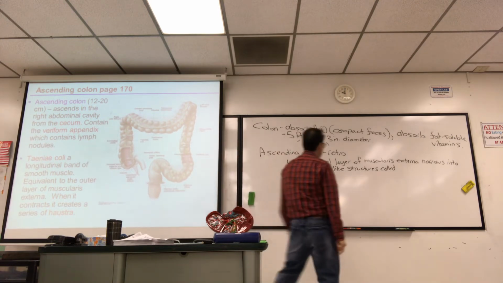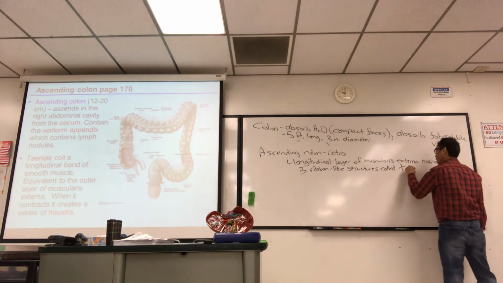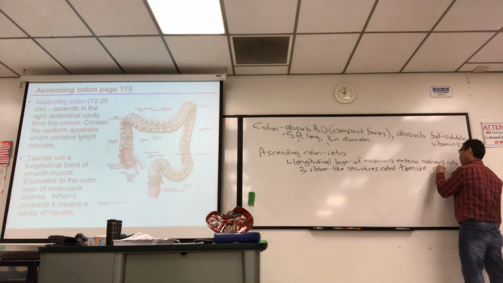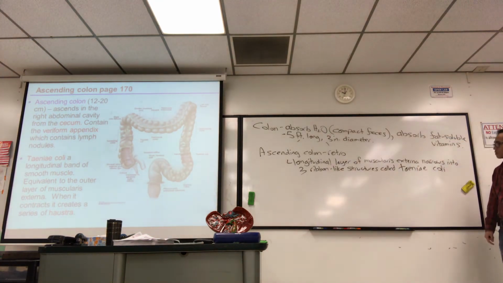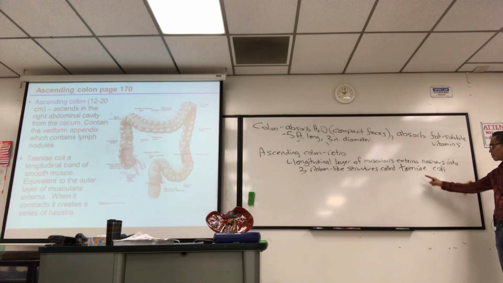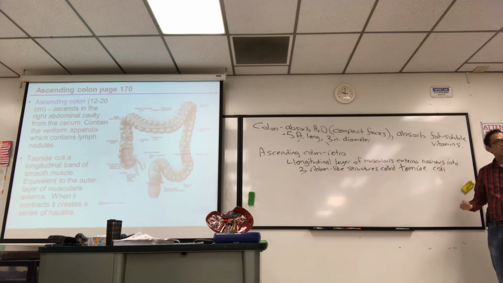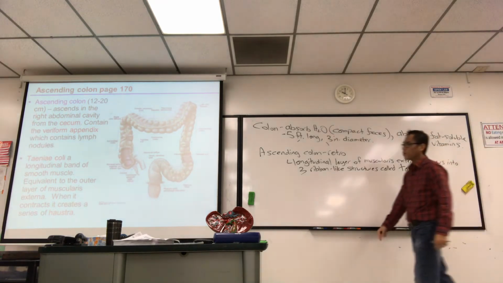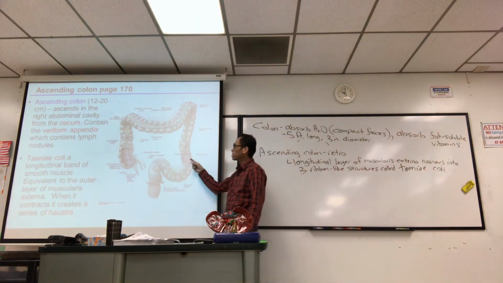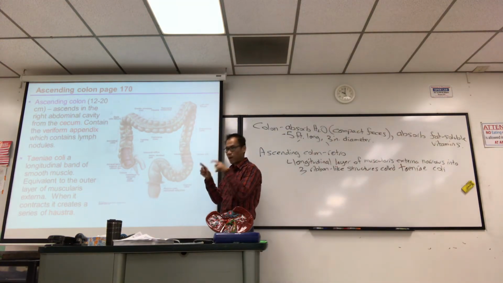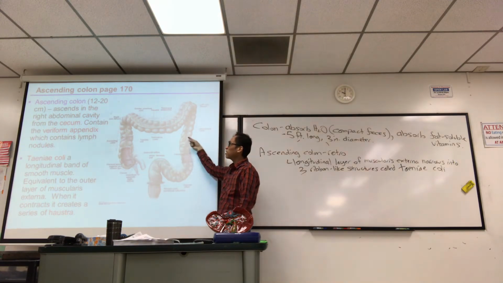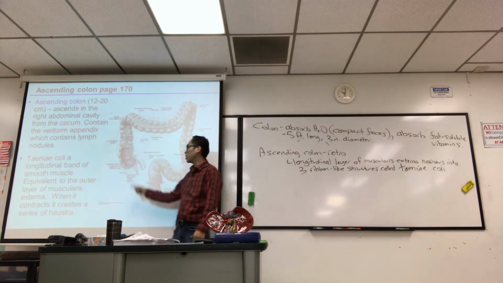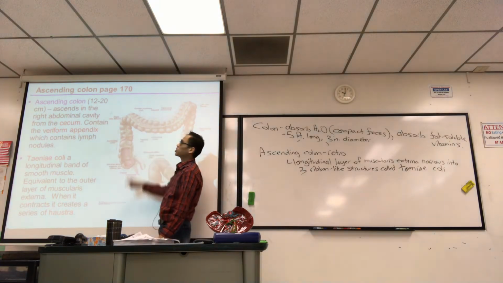T-A-E-N-I-A-E. If you misspell that one, I'll usually let it go if you ever had to spell it. Think of a drawstring in your sweatpants. When you cinch it tight, it kind of creates little wrinkles in the waistband. That's what you got here. That's why the colon has this pocketed appearance. You got all these little drawstrings called the tinea coli. When they contract, it's not a smooth tube, is it? It's all pocketed. The pockets have names. They're called haustra.